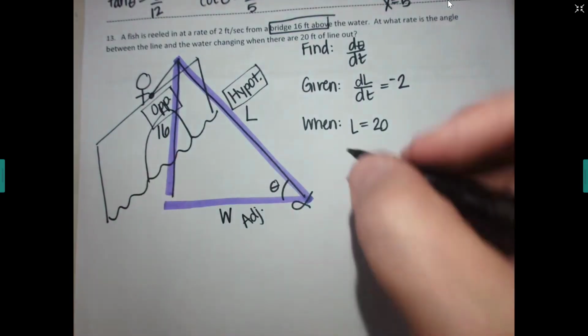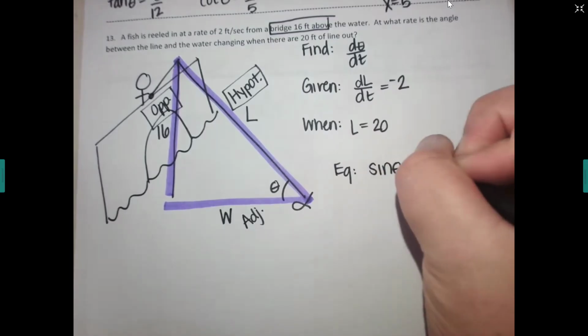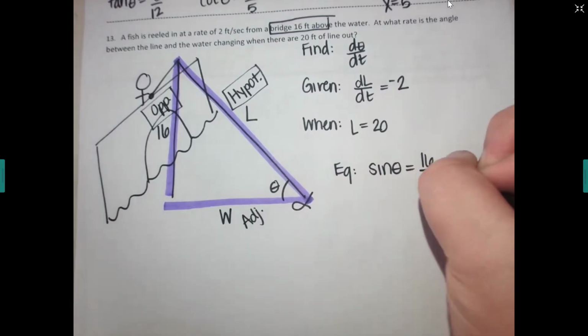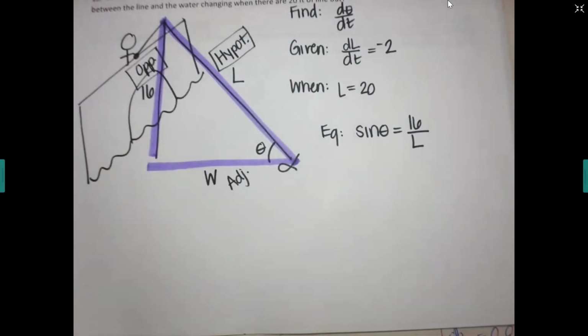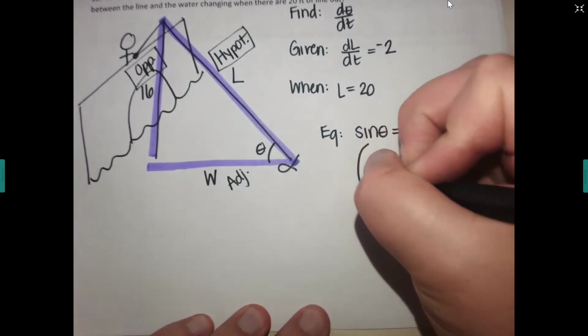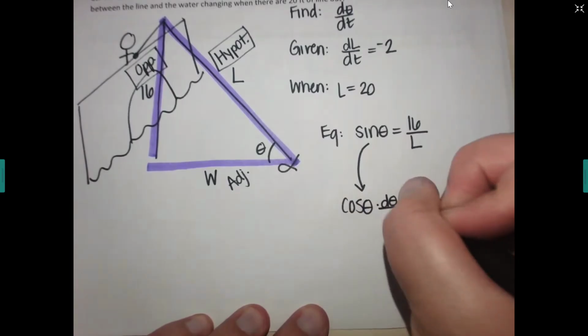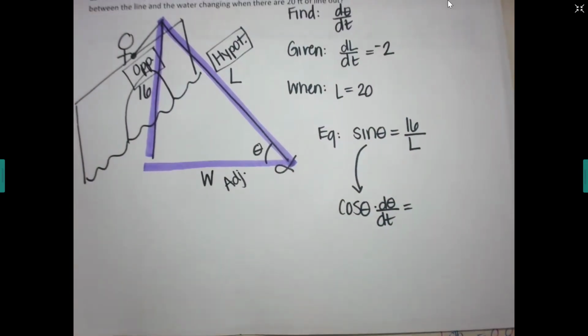Right here, put the equation: sine theta equals opposite over hypotenuse, which is 16 over L, because remember, my hypotenuse is the fishing line, or the L side. My next step is to take the derivative. What's the derivative of sine theta? Cosine theta. And then what do I have to put at the end? d theta dt, because I took the derivative of something that was a variable other than t for time.